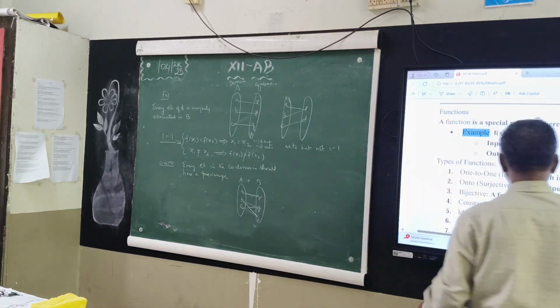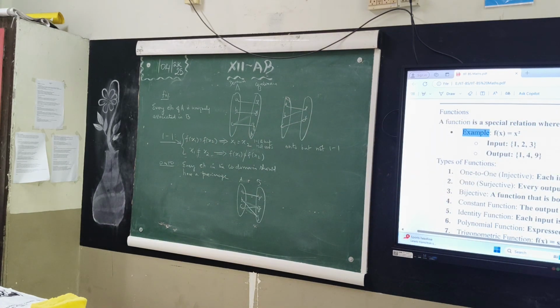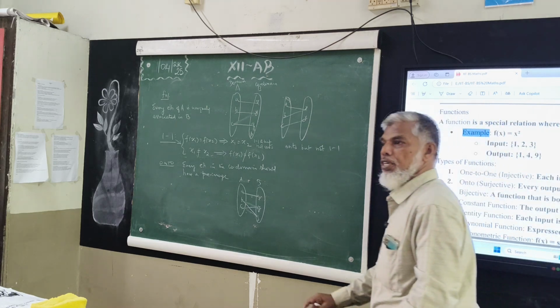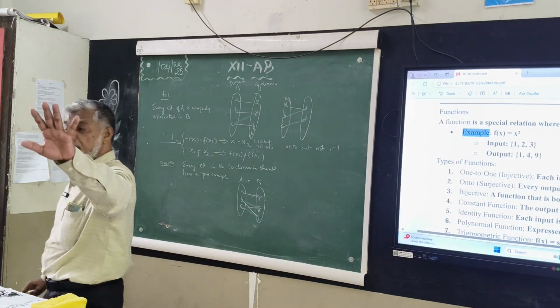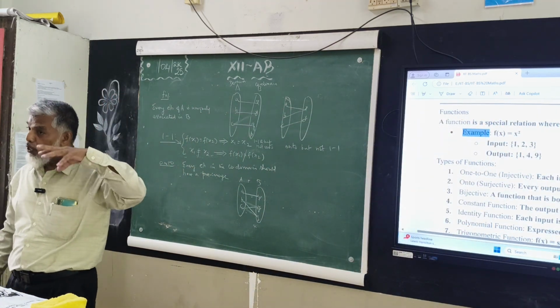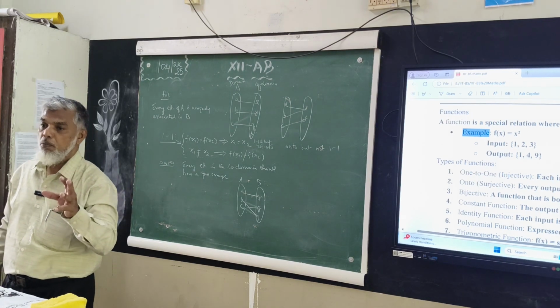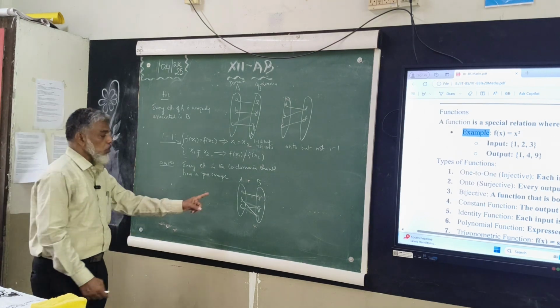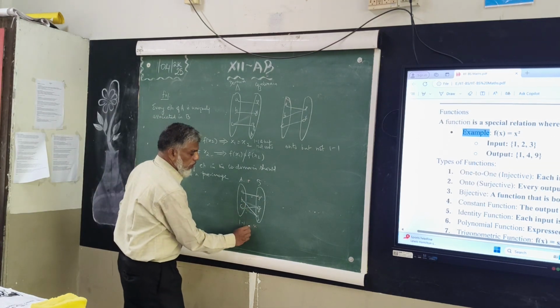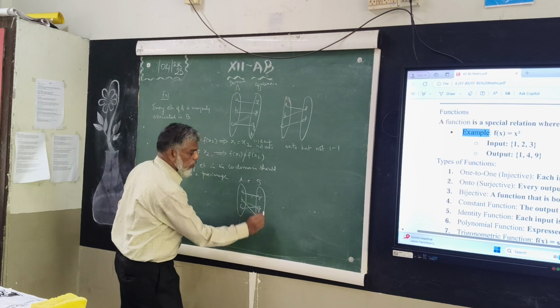So, a function that is both 1-1 and onto. Now, constant function. What is a constant function? So, these are all things you studied previously, but we need to study again so that we can go for any difficult problem. So this is 1-1 and onto.